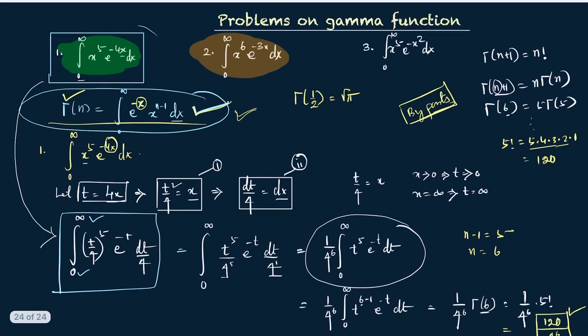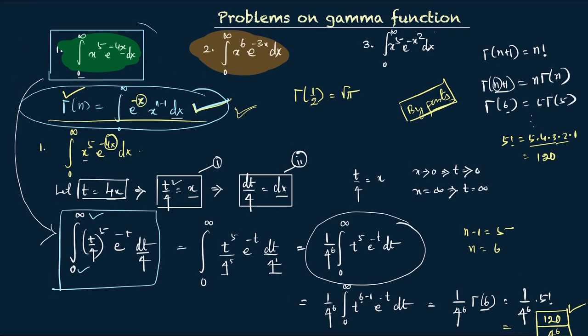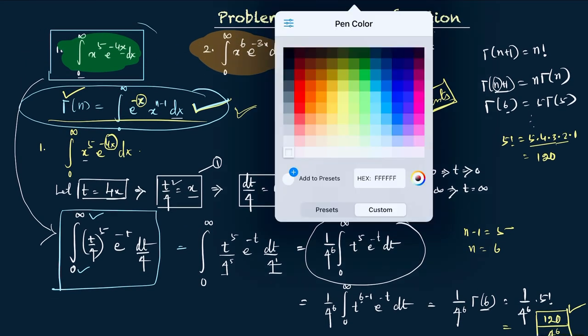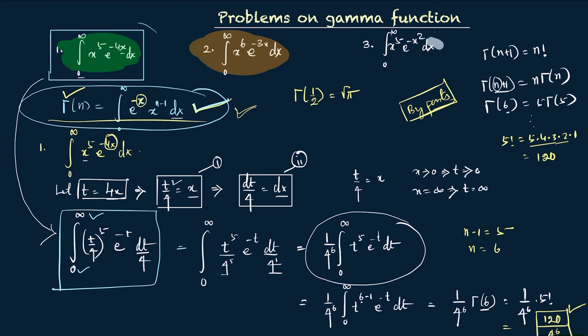What about the next question? The next question is this one. This problem you need to do on your own, otherwise you won't understand the problems. In this class I have discussed only 2 problems, and 1 problem I have left for you to solve. If you don't understand, please write in my comment box so that I can solve it in the next classes.